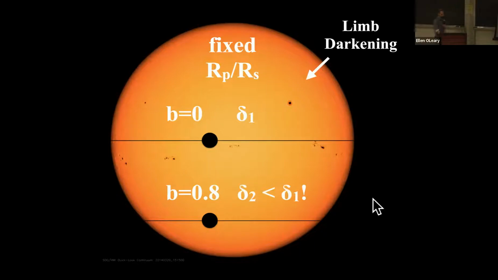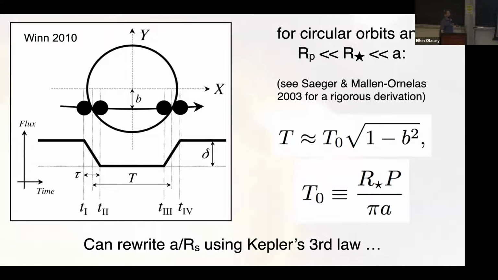So that basically means that the simple relation between depth and RP over R star, which is what we need to get to the radius of the planet, right, is not quite as simple as this equation that I've shown on the previous slide makes it believe. However, luckily, there's a way to actually derive the impact parameter. So the impact parameter is really critical. To get a good radius ratio, RP over R star, to get a good radius of the planet, you need to know the impact parameter.